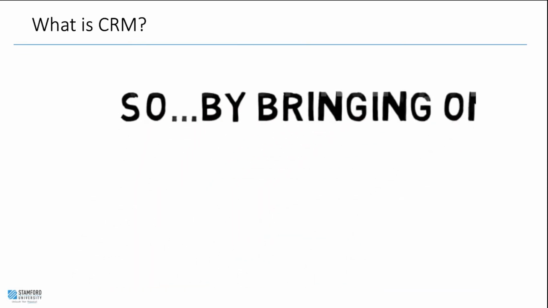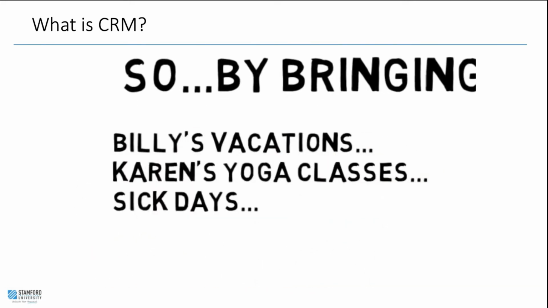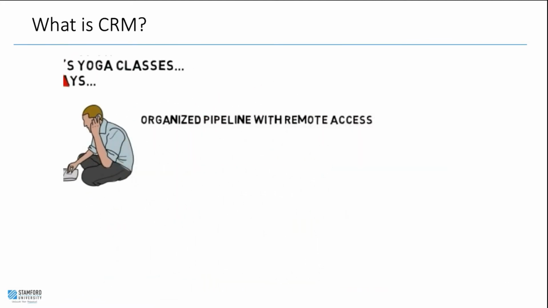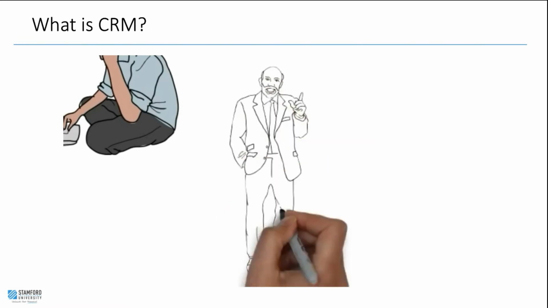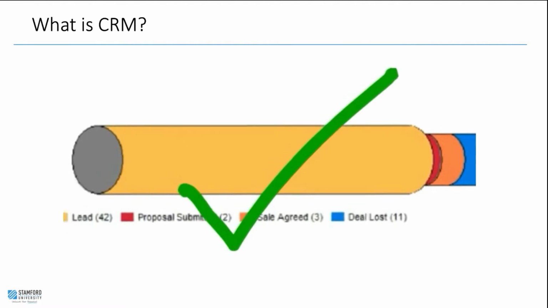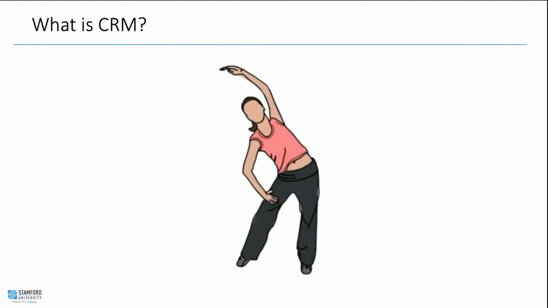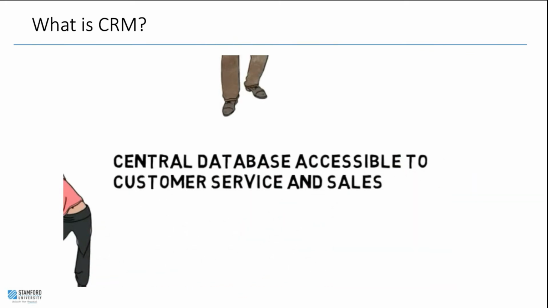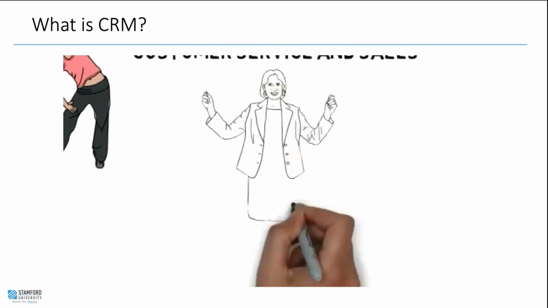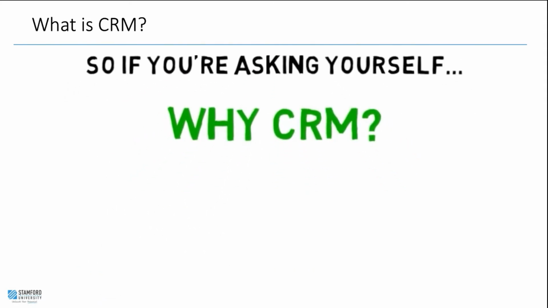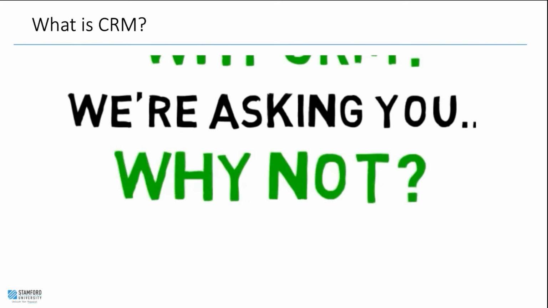So by bringing on CRM, you don't have to worry about Billy's vacations or Karen's yoga classes or sick days, because Billy and the rest of your sales team would have kept everything in organized pipelines within CRM and have remote access. So when Joe has a question, he can take a look at their pipelines and have the answers ready. And when Karen decides that she wants to go for a yoga class, we know her information is in a central database and it's accessible to all departments. So when Amy has any questions from other departments, she can answer them. So if you're asking yourself, why CRM? We're asking you, why not?